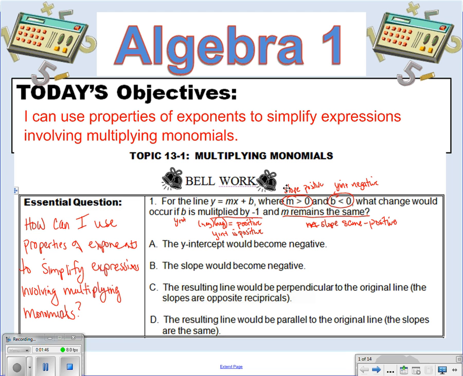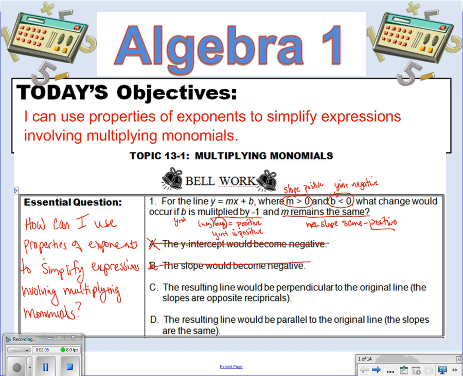Now let's look at the answers. A says the y-intercept would become negative. Well, it started off negative, but it was multiplied by negative. It is now positive. So A is not true. B says the slope will become negative. The slope stayed the same, and it was positive. So B is not true.